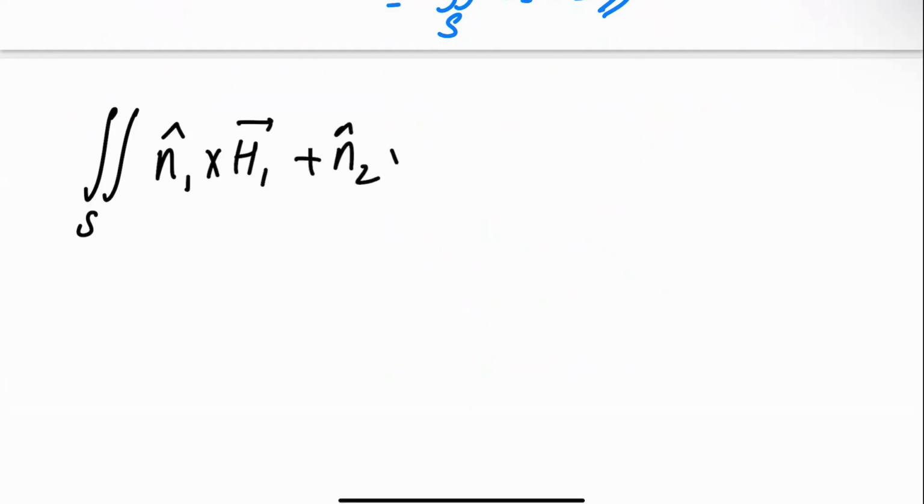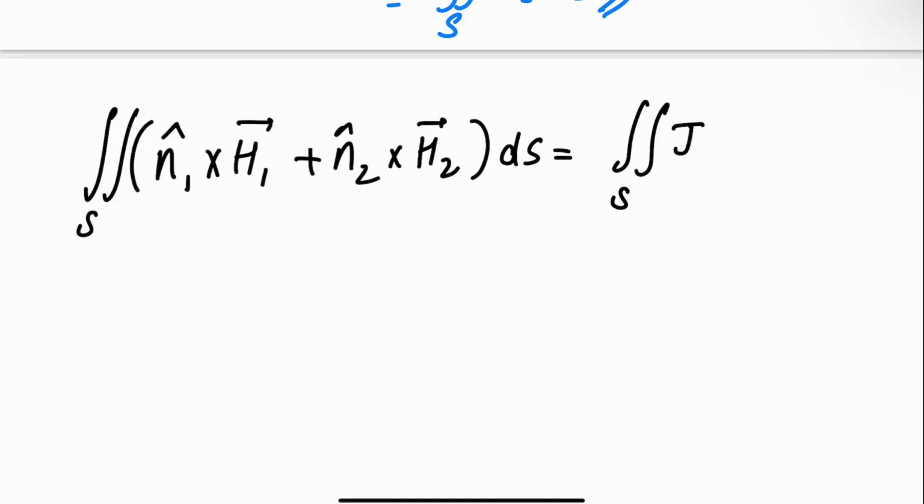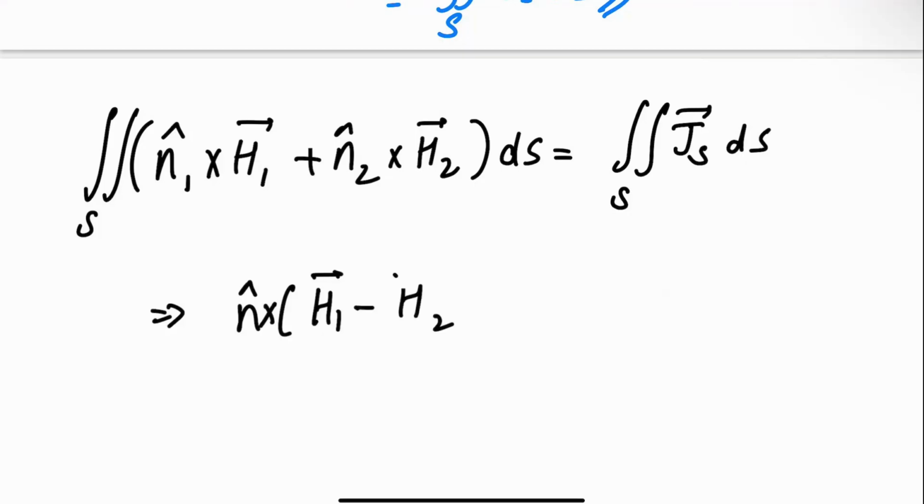Putting things together, we have the surface integral of n1 hat cross H1 plus n2 hat cross H2, dS, similar to earlier, is nothing but the surface integral of Js dS. Again, we can say since S is arbitrary, it has to be true at every point, which means that we have n hat cross (H1 minus H2) is equal to Js.